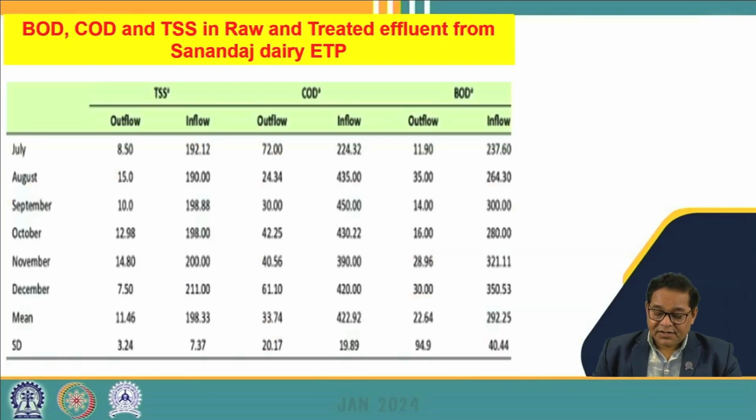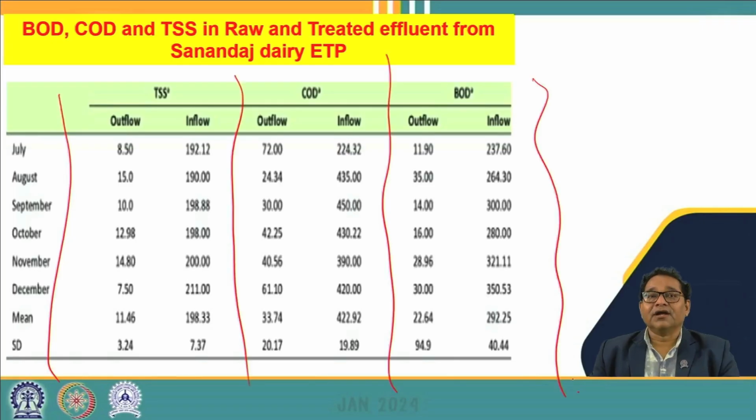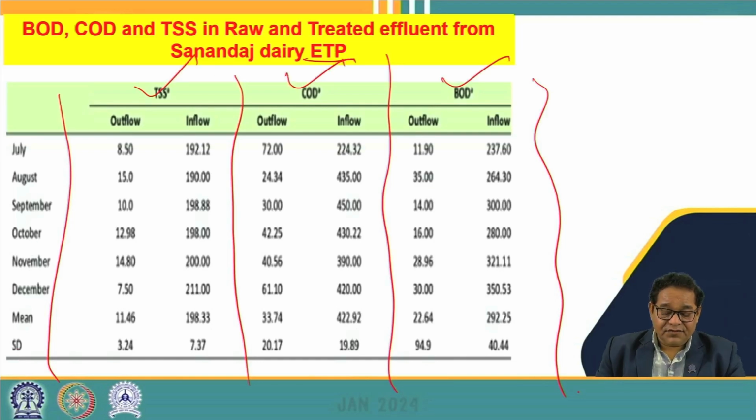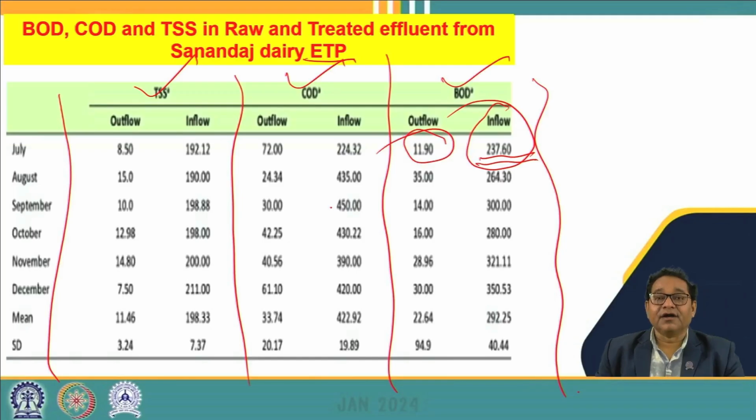This is the plant data collected from a dairy plant having the activated sludge process in its treatment system. The data is for different months, for different process parameters like BOD, COD, TSS. We can see there is a lot of removal of BOD. The BOD in the inflow is 237, and the outflow has 11.90. So more than 90%, that is 95%, of the BOD present is removed.